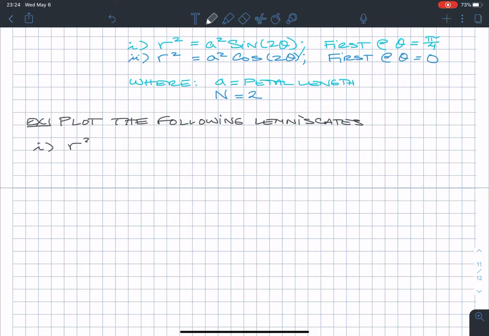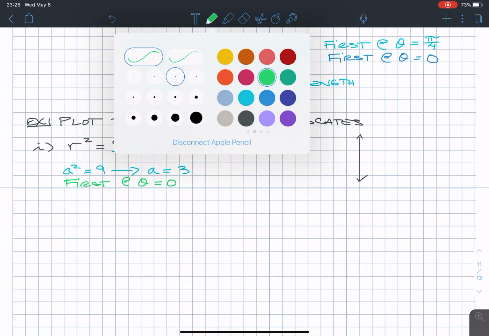So if we have r squared is 9 times cosine of 2 theta, we have that a squared is 9, which means that a is 3. And we already know that there's only 2 petals, so let me show you what it looks like. Because this is cosine, we know that the first petal will be along theta equals 0, and it has a length of 3.